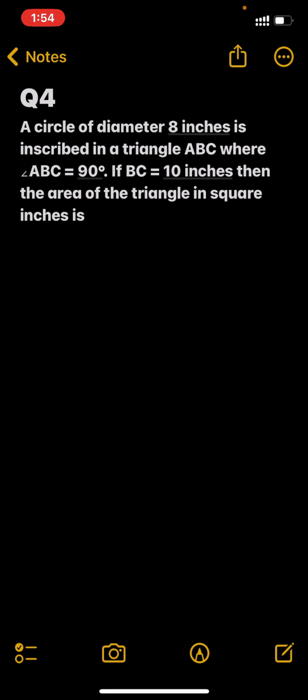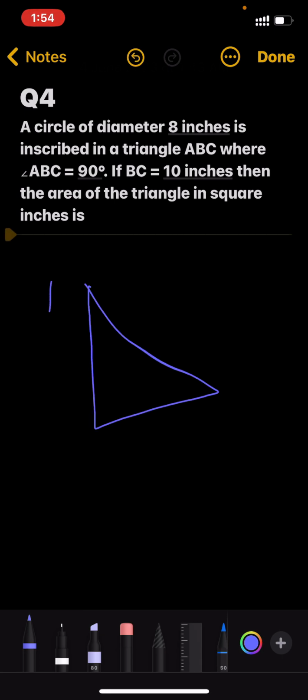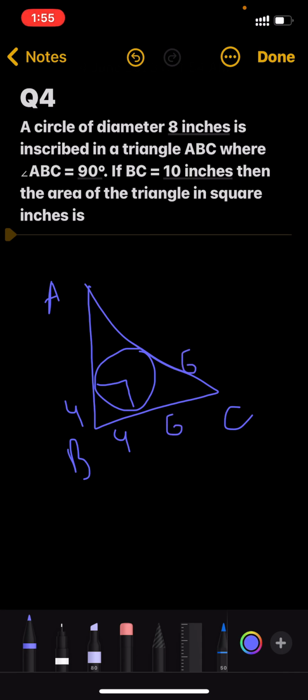Now question number 4. A circle of diameter 8 inches is inscribed in a triangle ABC. Okay, angle B is 90 degrees and this will be a circle over here, and it is given that its diameter is 8, so its radius will be 4 inches. Now you can easily say that this will be 4, this will be 4 as well. Okay, BC is 10, this complete is 10, so this will be 6 and this will be 6 as well.